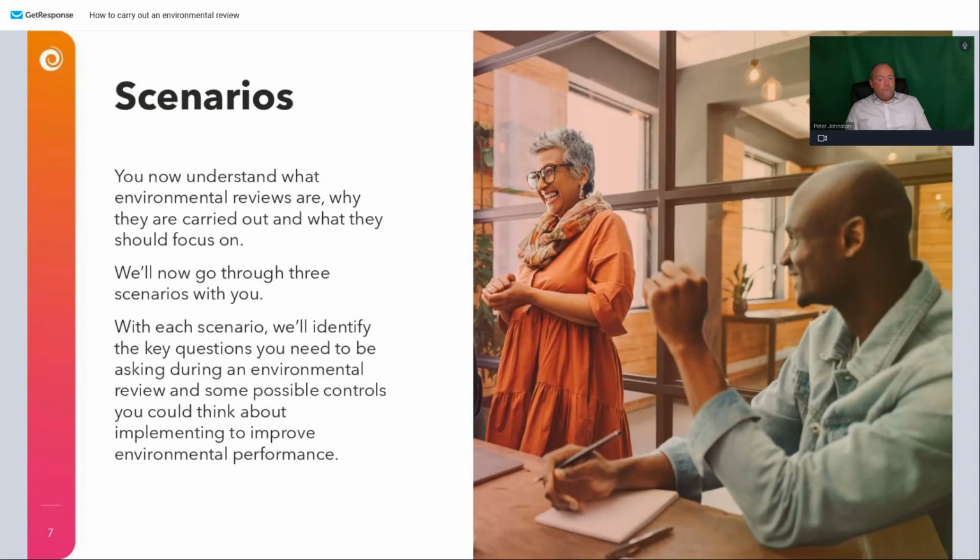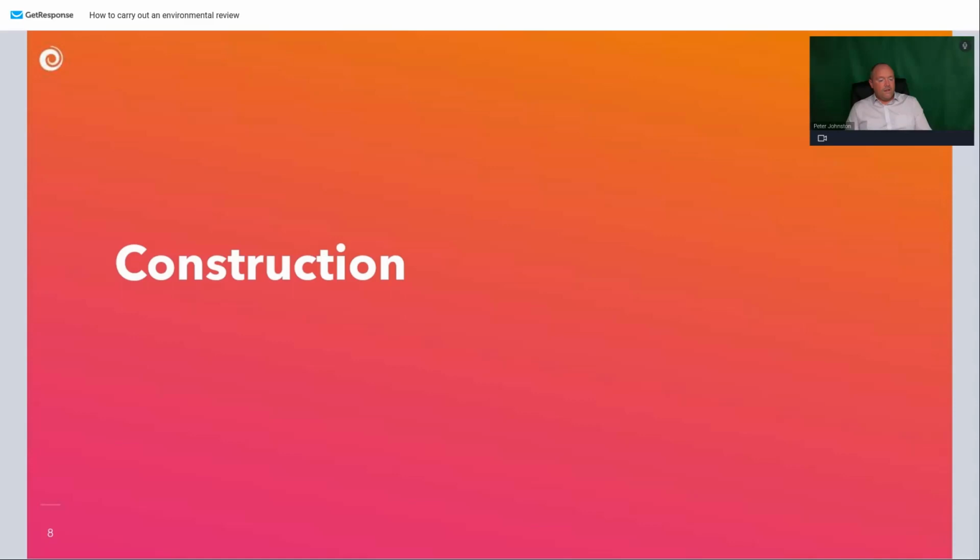So now we'll have a look at a few scenarios. As I say, we've got three different ones. And as I said at the start, if there is anything that isn't specific, if there is anything that you're struggling with, feel free to reach out and I'll be able to go through your individual case with you. So first of all, let's have a look at construction.